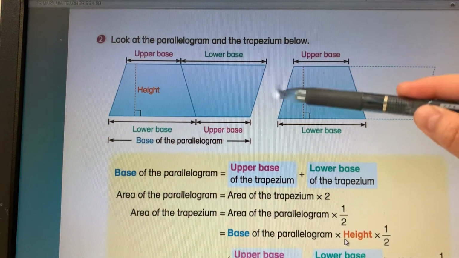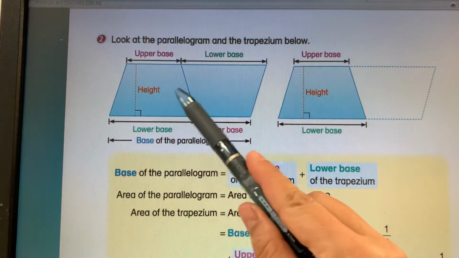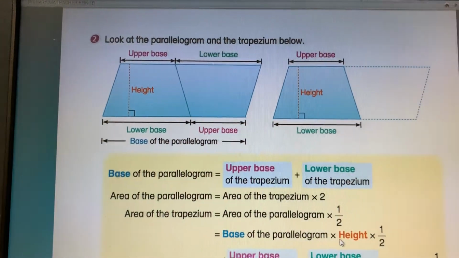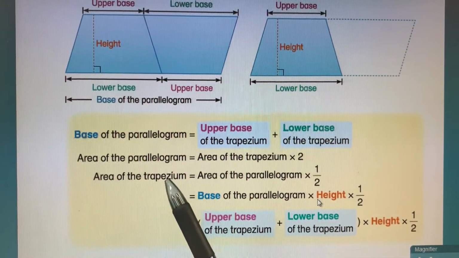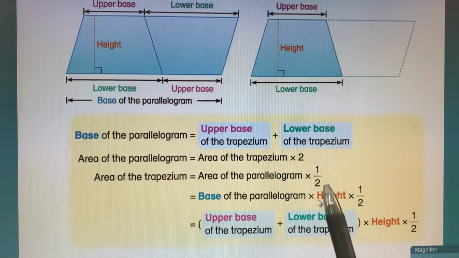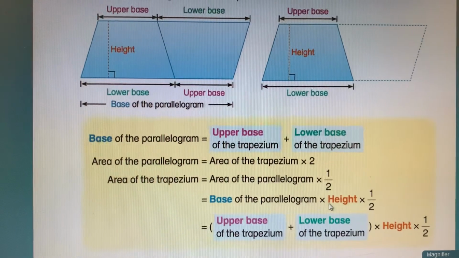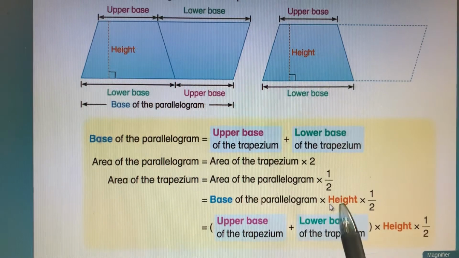If you want to know the area of the trapezium, you can first find the area of this parallelogram, then get half of it. So how can we find it out? We can work it out this way. The area of a trapezium equals the area of the parallelogram times 1/2, because we just need half of a parallelogram. Divided by 2, or times 1/2. So the area is actually the base of the parallelogram times height times 1/2.